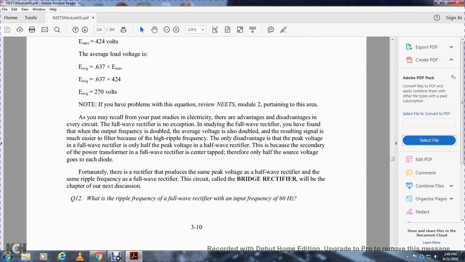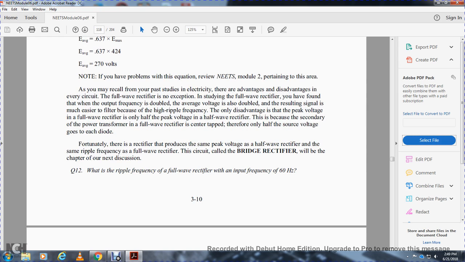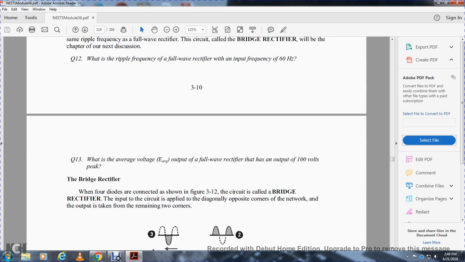Fortunately, the rectifier produced the same peak voltage as a half-wave rectifier, with the same ripple frequency as a full-wave rectifier. The circuit is called the bridge rectifier. This will be covered in the next discussion. The four diodes connected as shown in figure 3-12 form the circuit called the bridge rectifier.